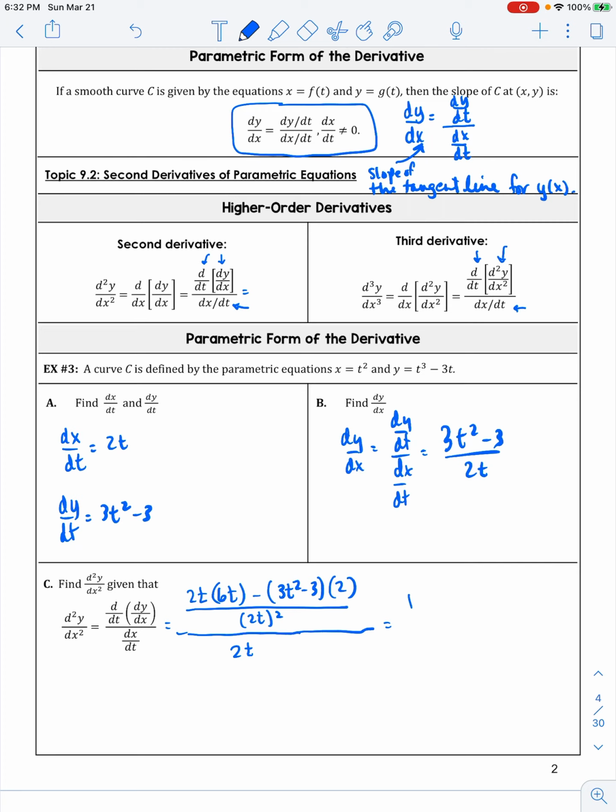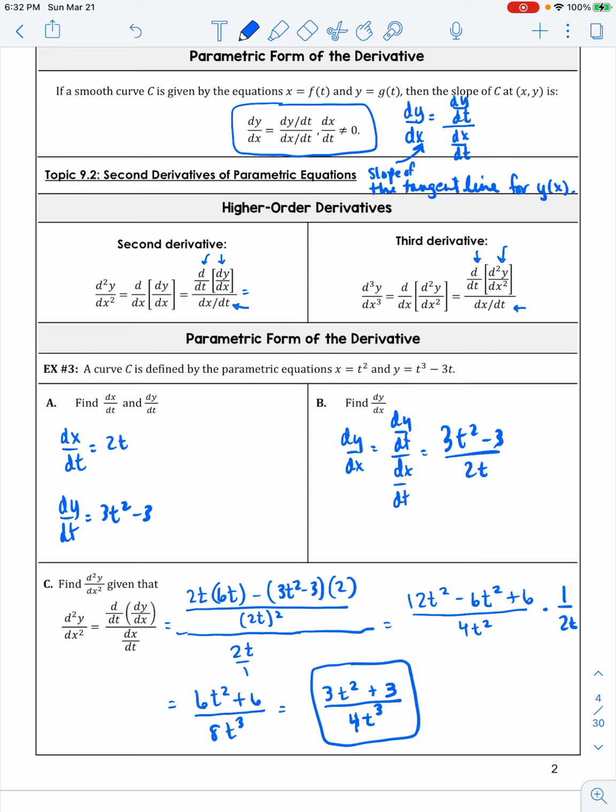So this is 12t squared minus 6t squared plus 6, divided by 4t squared, and then instead of dividing by 2t over 1, we're going to multiply by 1 over 2t. And this is going to give us, adding like terms, 6t squared plus 6 over 8t cubed. And then if I factor a 2 out of the numerator and a 2 out of the denominator, it simplifies to this. So that's your second derivative.